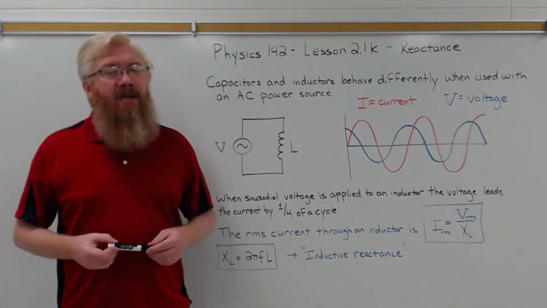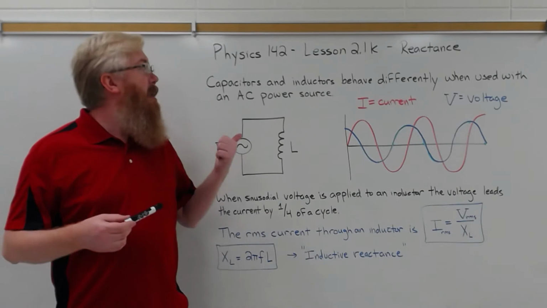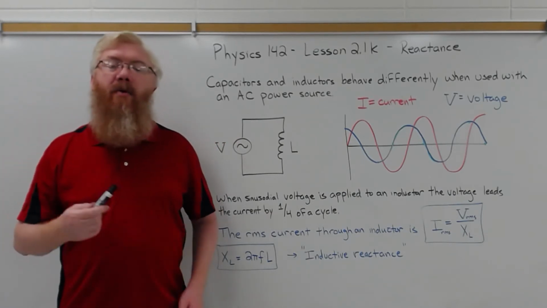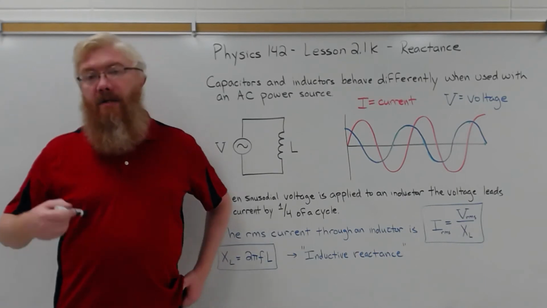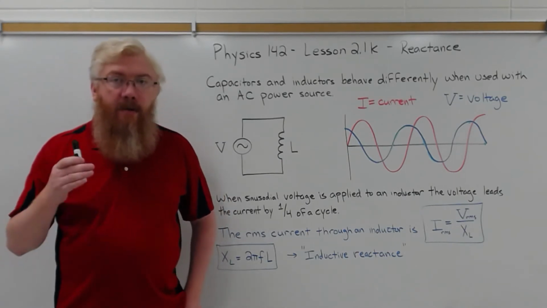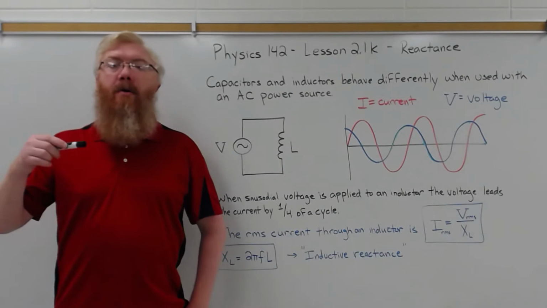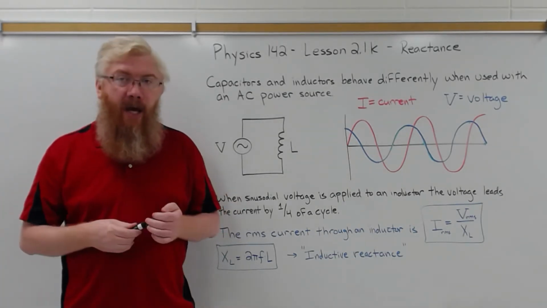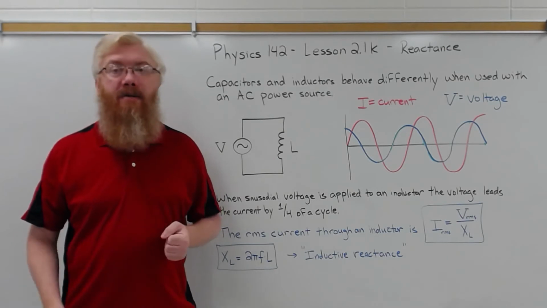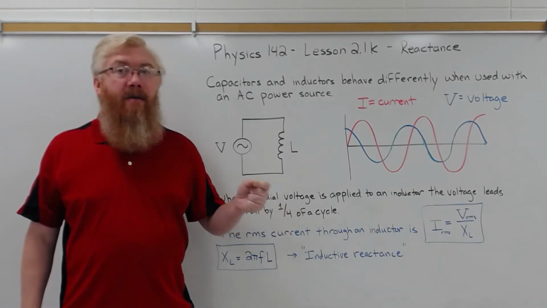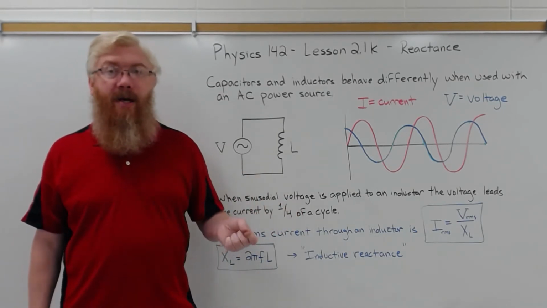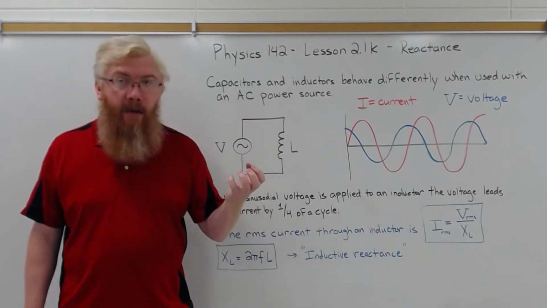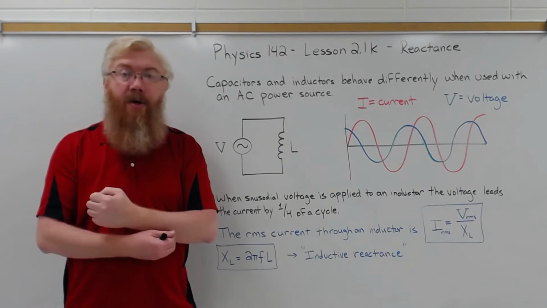In an AC circuit, it's a little more complex. In an alternating current circuit, the current is constantly changing. And remember, an inductor, like a solenoid, hates changing current, right? A magnetic field appears to resist the change in current in an inductor. And in an AC circuit, the current is constantly changing, which means that the inductor is constantly resisting the flow of current in an AC circuit.